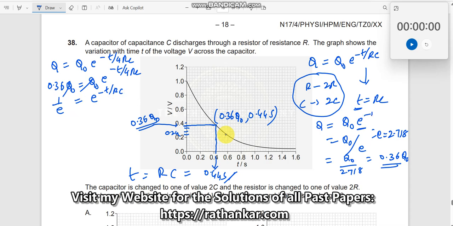Once again, I am repeating, 0.36, I got it from here. See, I wrote this as 1 by E here, where E is equal to 2.718. I substituted, and I got the answer as 0.36. So, I got this value here. Now, this 1 by E power 1 is equal to 1 by E to the power of T by RC.